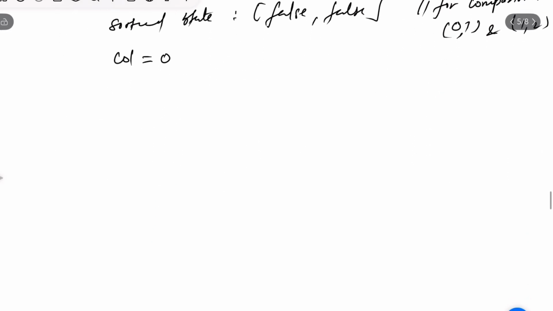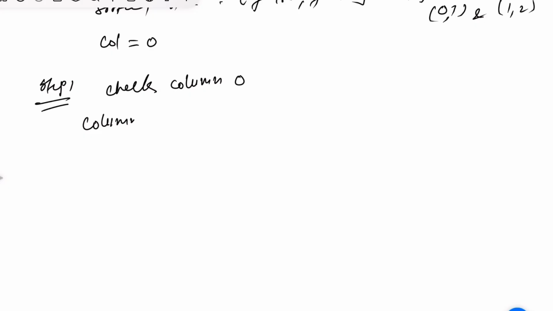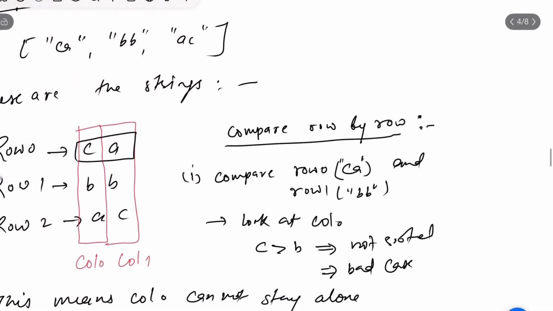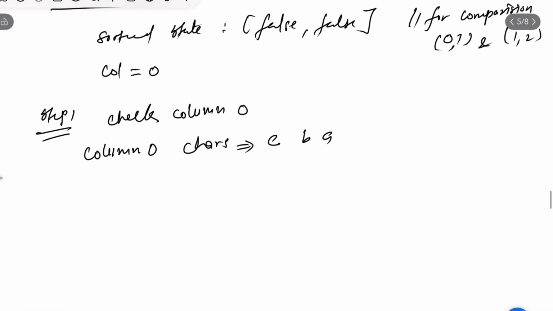So let's suppose in the very first step, what should we do? In step 1, check column 0. When we check column 0, let's suppose we have characters C, B, and A, as we have seen, right? Let's confirm again. Yeah, C, B, A. So column 0 we have seen has C, B, A.